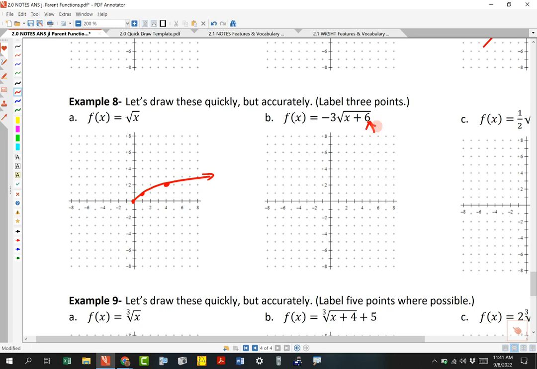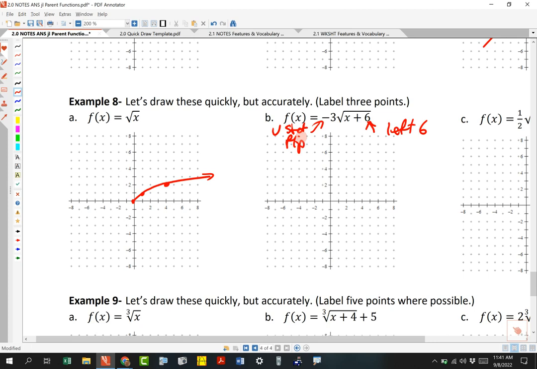What does the plus 6 do underneath there with the x, underneath that long bar that's a grouping symbol? And what does the negative 3 do? Left 6, vertical stretch, and a flip.